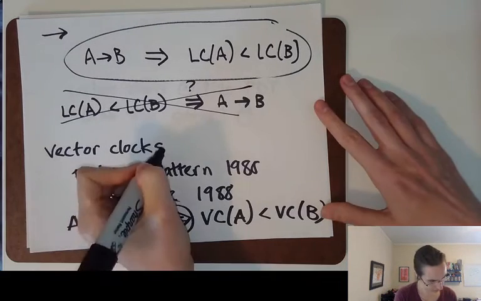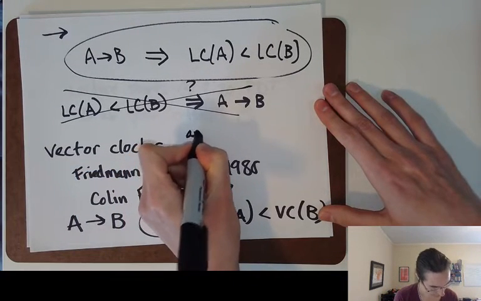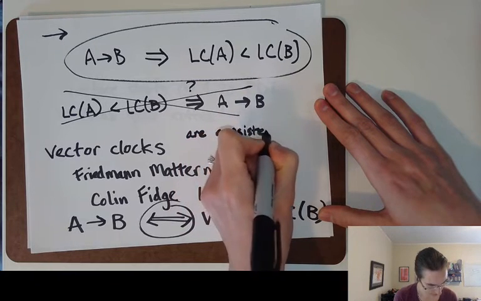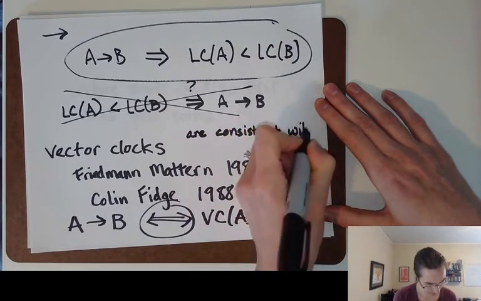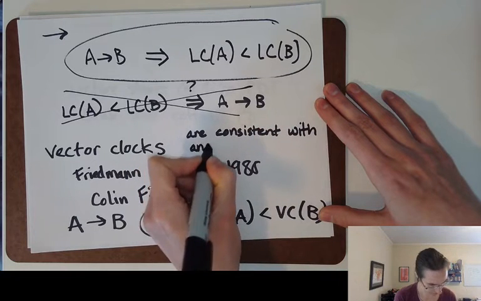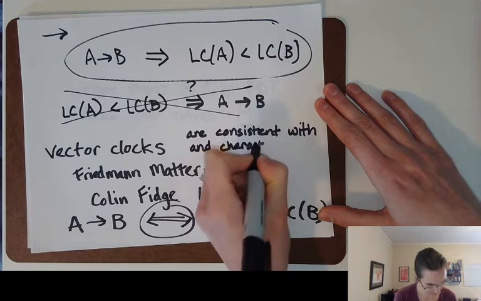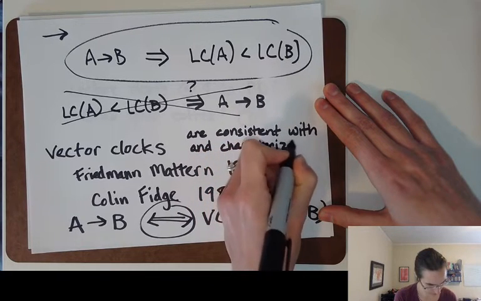So we say that vector clocks are consistent with and characterize causality.